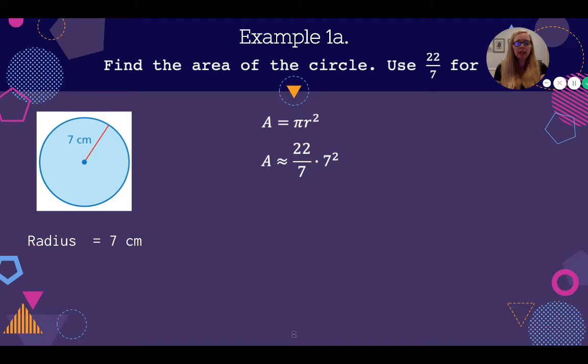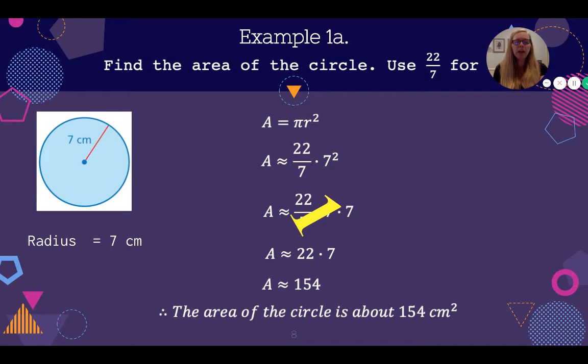Because our radius is 7, it is a multiple of 7, we will be using the fraction approximation for pi. So our area is approximately 22 over 7 times 7 squared. I'm going to decompose the 7 squared because I can make that equivalent form of 1. That's going to simplify my answer before I multiply to go bigger. Now all we need to do is multiply 22 times 7, and the area of our circle is 154 centimeters squared.